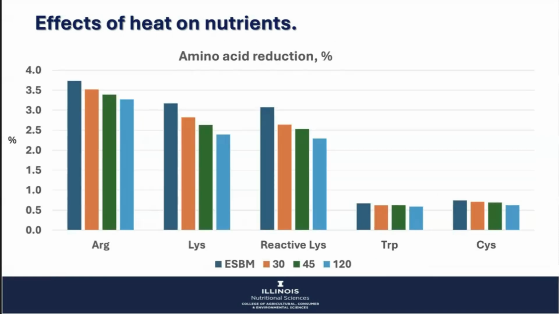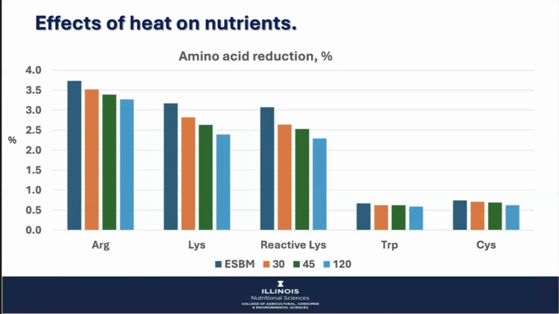Also, we can observe the effects of heat on amino acids. We chose the 5 most affected amino acids as in the previous slide. On the y-axis, we have the concentration of amino acids in percentage, and on the x-axis, we have non-autoclave and autoclave enzyme-treated soybean meal. In the dark blue bar, we have non-autoclave enzyme-treated soybean meal. In the orange bar, 30 minutes autoclave enzyme-treated soybean meal. In the green bar, 45 minutes autoclave enzyme-treated soybean meal. And in the light blue bar, we have 120 minutes autoclave enzyme-treated soybean meal.